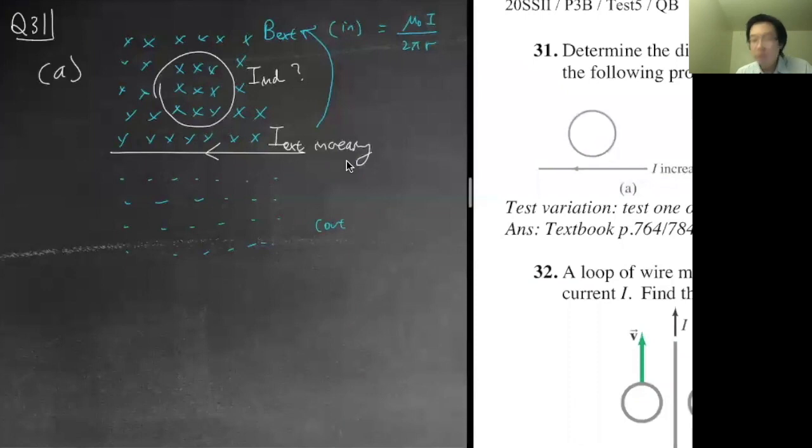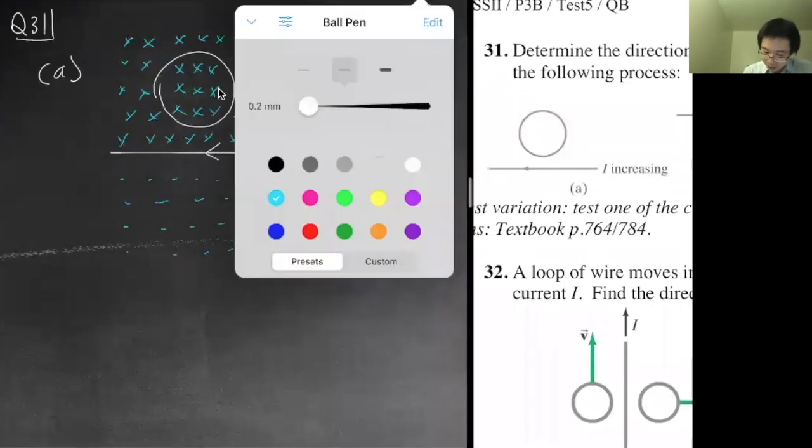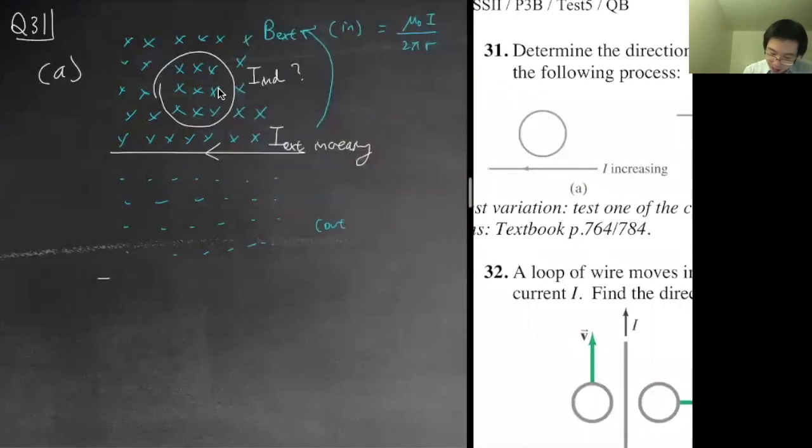So what happens to the flux, increasing or decreasing? You can tell me. The flux through here, increasing or decreasing? So we can write out a few steps. B external increases, which means the flux will increase, right? It's B times A.